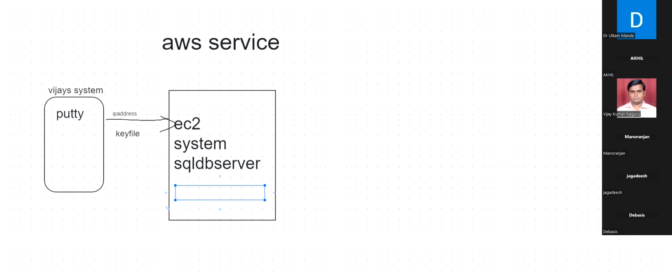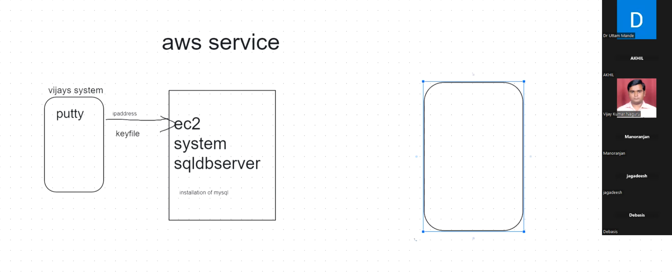So after installation of MySQL, he made it ready. Then he has to establish a separate server for the MySQL database, because this EC2 can be used for anything. But normally when we maintain a database server, we maintain it separately. So he created a separate MySQL database, a MySQL database engine.